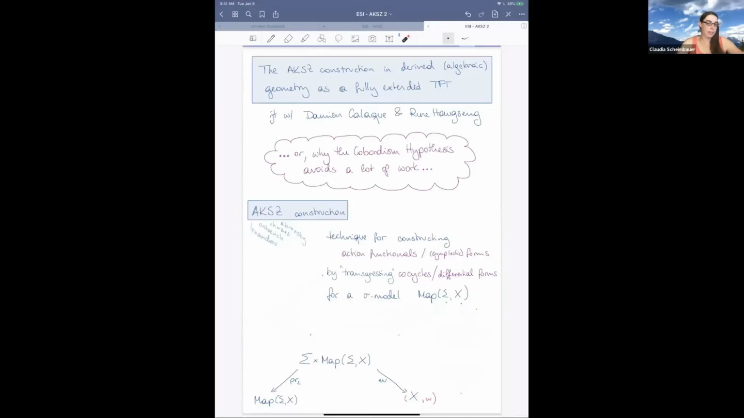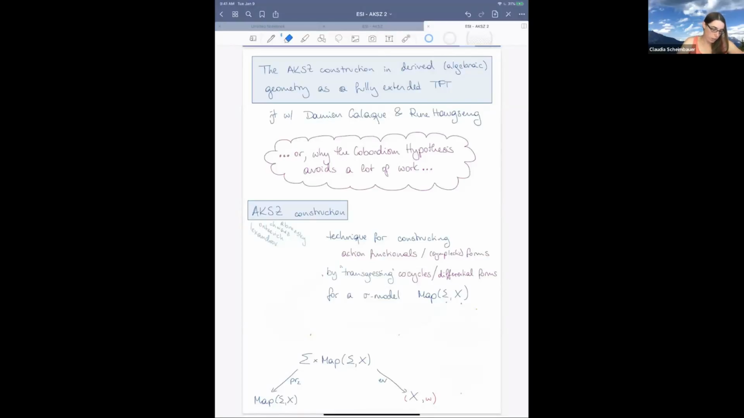So what is the AKSZ construction? Let me explain the details. There are many people in the audience who probably know this a lot better than me. It goes back to a paper by Alexandrov, Kontsevich, Schwarz, and Zaboronsky. It is a technique for constructing action functionals, or also just simply forms or symplectic forms. And the strategy is that you transgress a cocycle or a differential form.